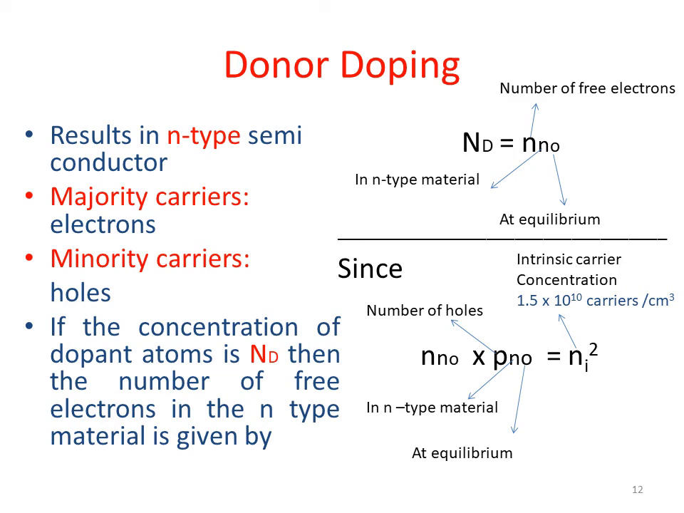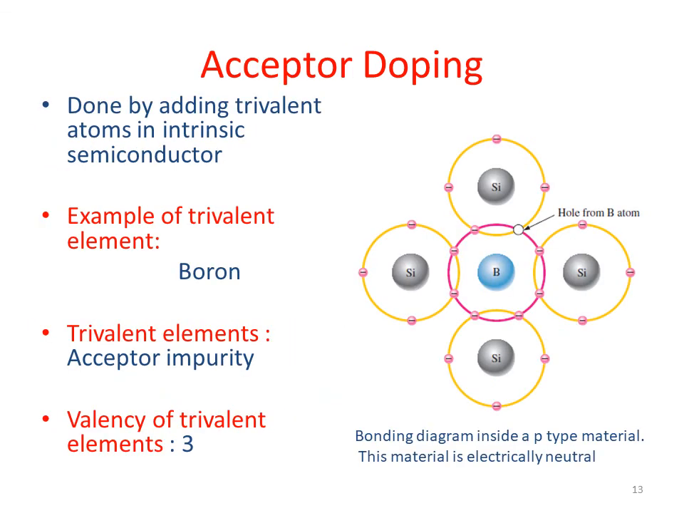Now let us try to see the other type of doping, which is called the acceptor doping. As the name suggests, in this type of material, the material will have the ability to accept something, and that will be an electron. This type of doping is done by the elements of group 3, which are trivalent, whose valency is 3. An example of elements of group 3, or the trivalent elements, is boron.